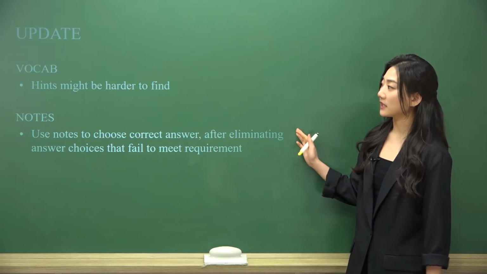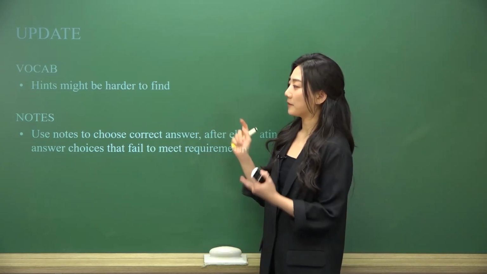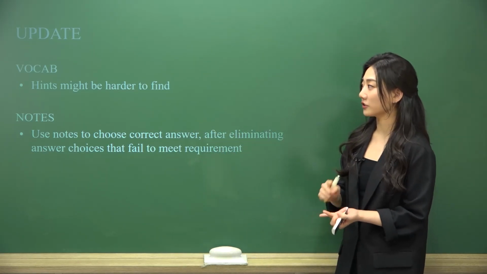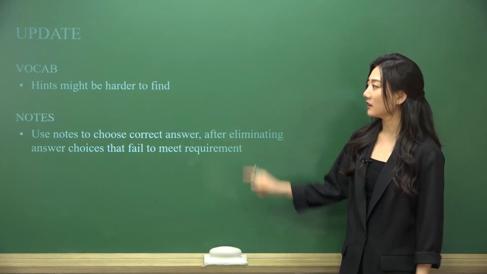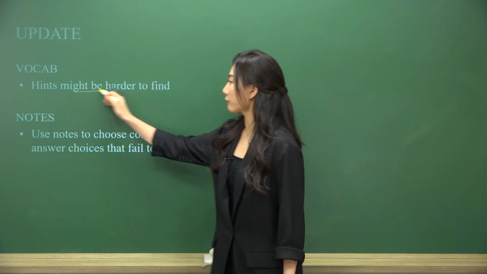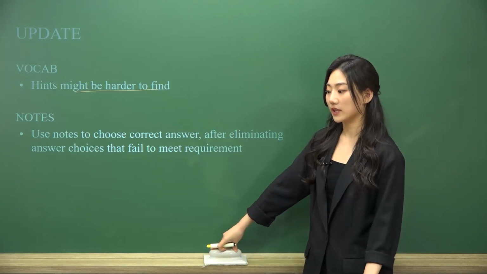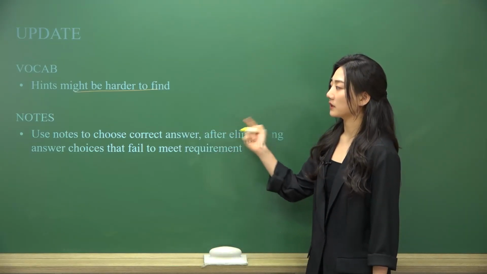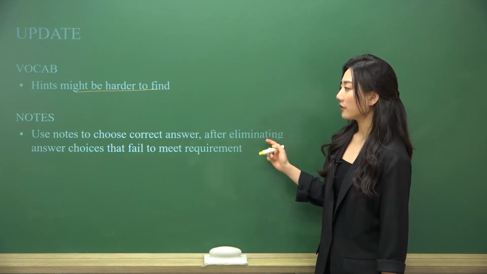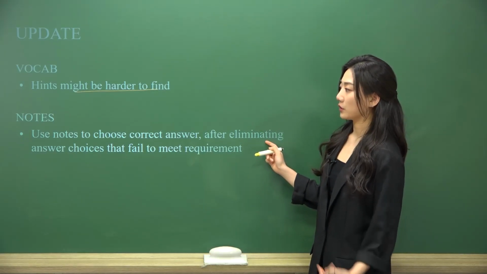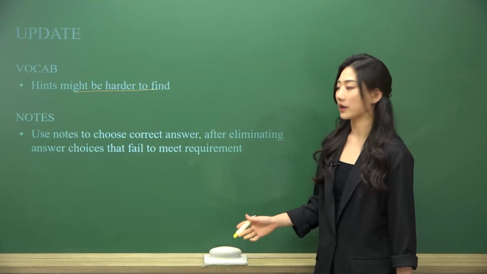Okay, so update. The vocab for practice test number 5 and 6 are a little bit harder to find the hints. So maybe in the first 4 tests there would be an almost direct definition or a really clear hint. Now it's going to be a little bit harder to find. The other one would be for the notes question. So like the last 3 or 4 questions.